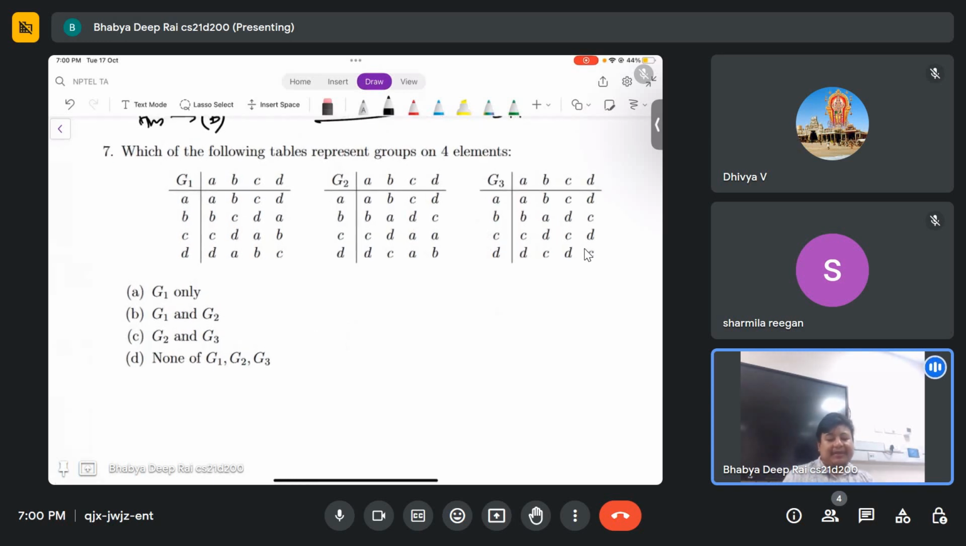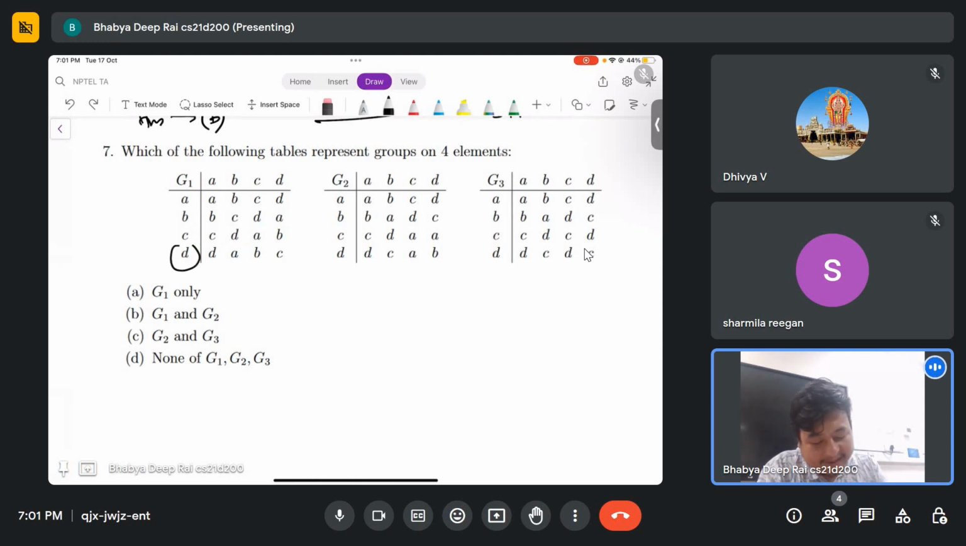So let's look at question 7. The question says, which of the following tables represent groups on 4 elements? So what does this table represent? First I'll tell you. This represents operations. For example, let's look at this element. It means that if I multiply C with B, I get D.